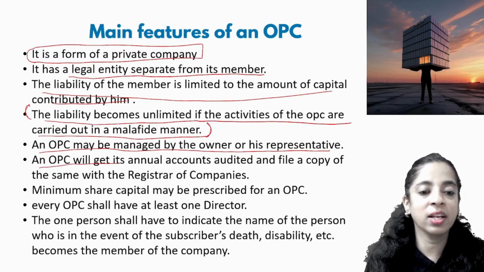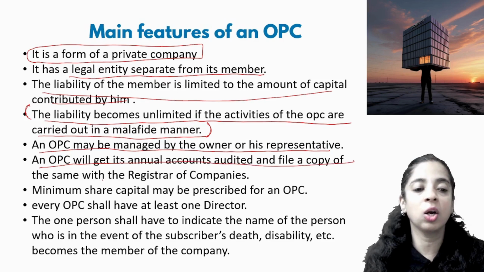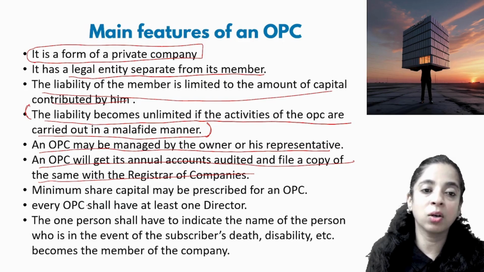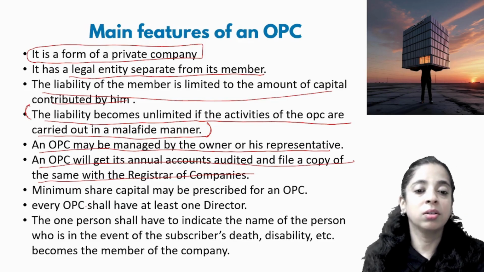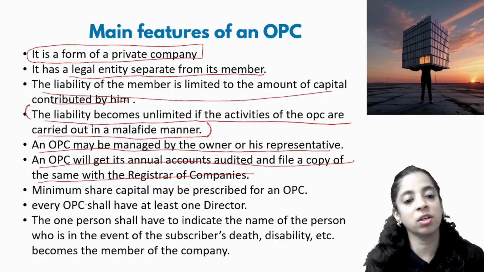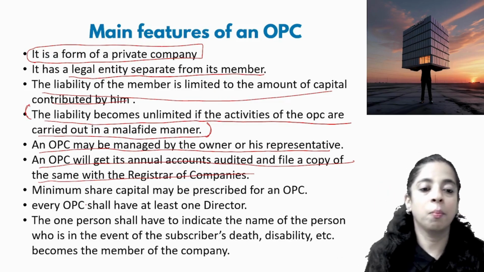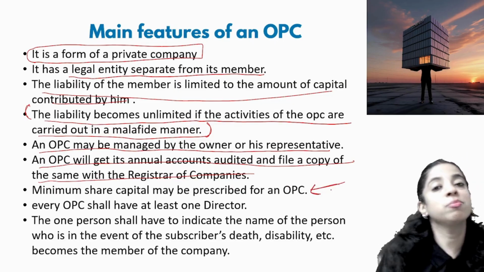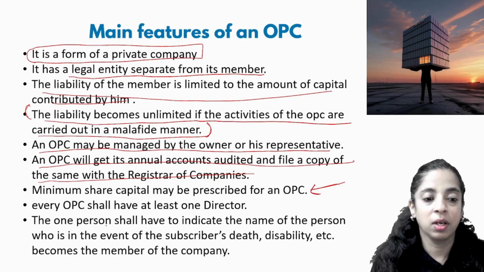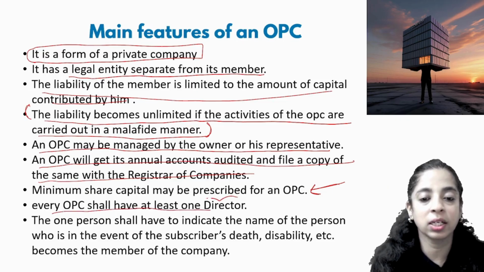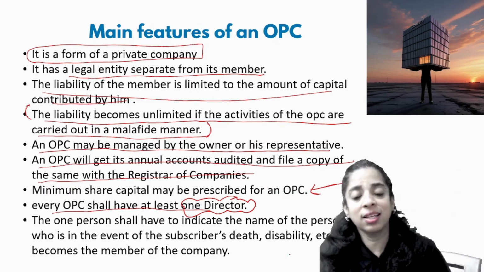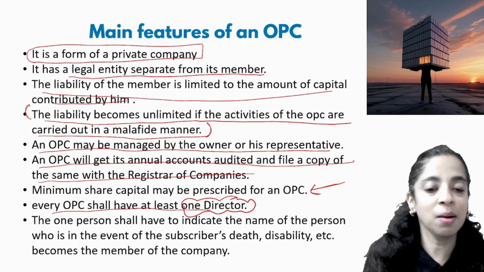Next, an OPC will get its annual accounts audited and file a copy of the same with the registrar of companies. Since it is a part of the private company, it has to submit audited accounts to the registrar of the companies. Now, minimum share capital may be prescribed for an OPC. Every OPC shall have at least one director. This is an important point. The one person shall have to indicate the name of the person who, in the event of the subscriber's death, disability, etc., becomes the member of the company.